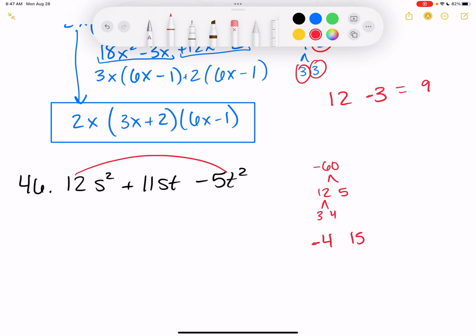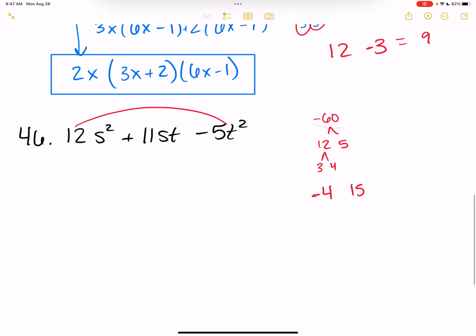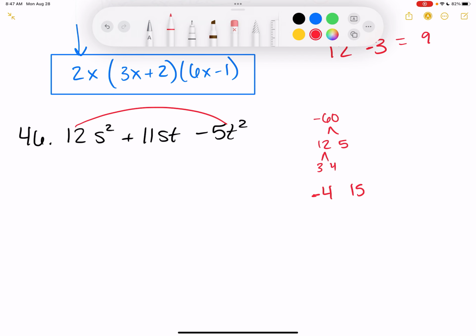I'm going to do, and again, it doesn't matter which number you pair with which one. I just like to pair up numbers that look nice together. So I'm going to do the 12 and 4 and then the 15 and 5 together. So 12s squared minus 4st, because there's an s and a t on both of these. So to replace the middle term, it's got to be st, plus 15st minus 5t squared.